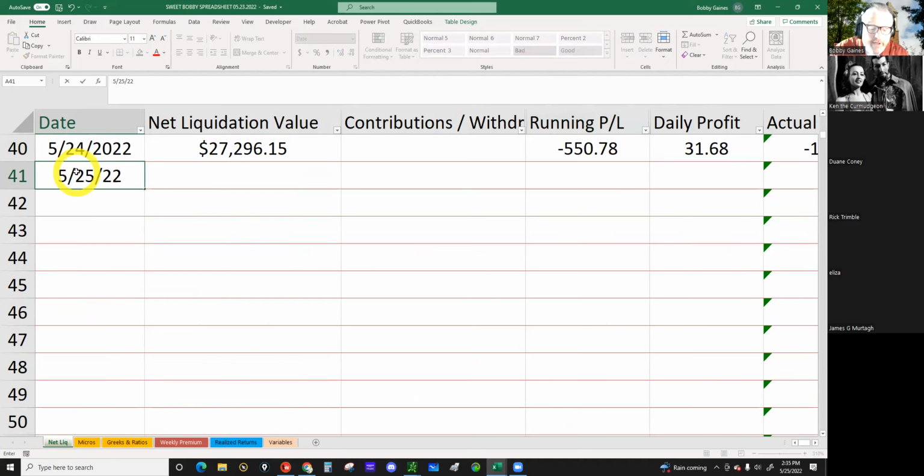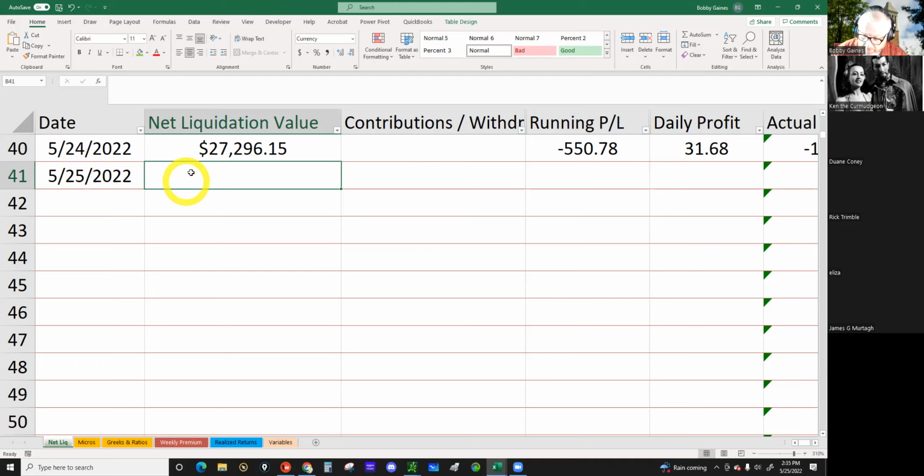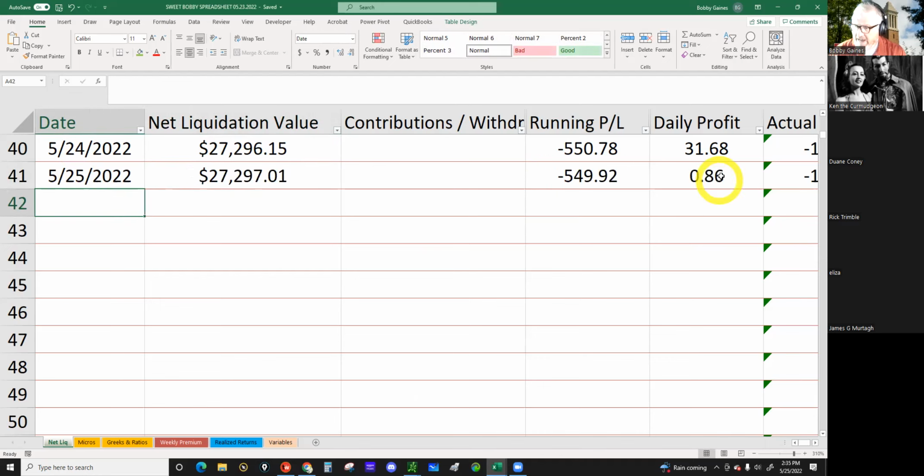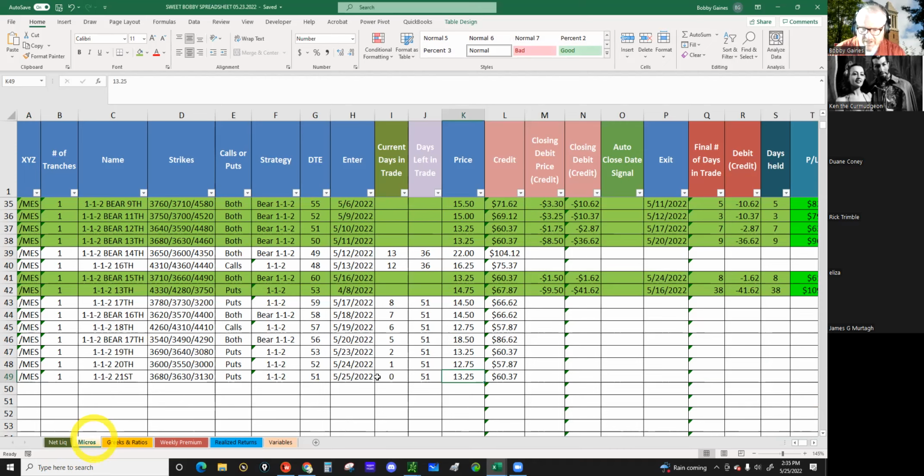5/25/22. And our net liq over here is 27,297.01. So we're up $1. 27,297.01. Look at us. Think Daddy ain't gonna get some ice cream going up 86 cents? Oh, yeah. All right, so we got our thing in.